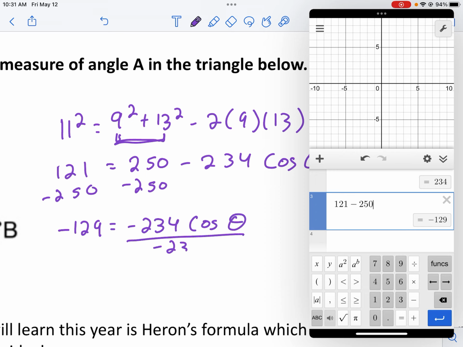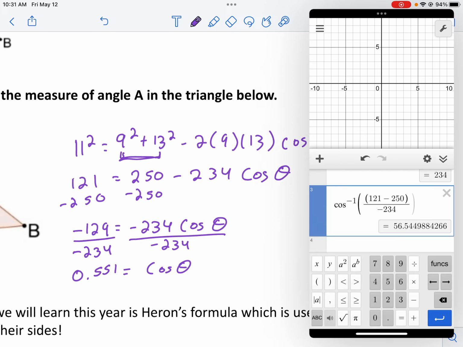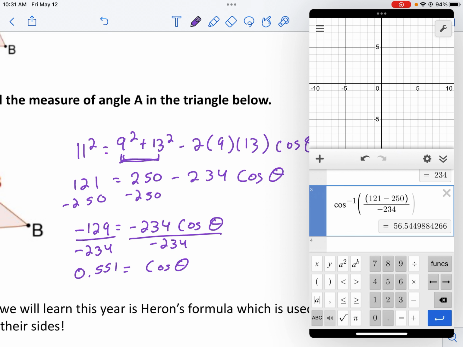Now we can divide off that negative 234 from both sides. So divided by negative 234 gives us 0.551 equals cosine theta. And then we take the inverse cosine of that to figure out what our angle is. So we have 56.5 degrees is equal to theta.